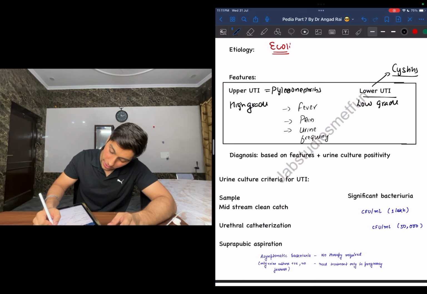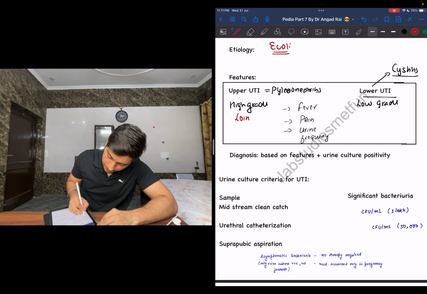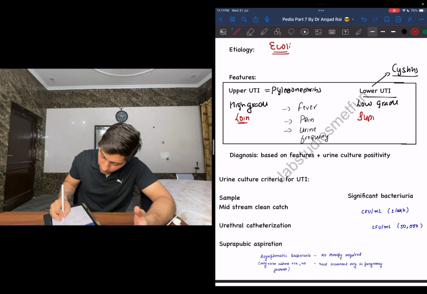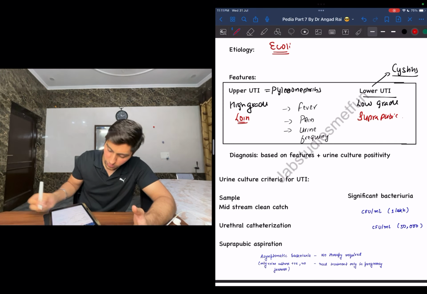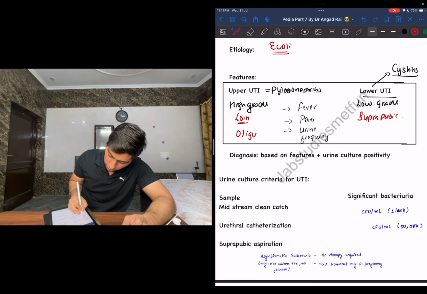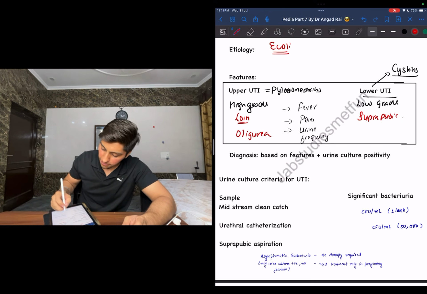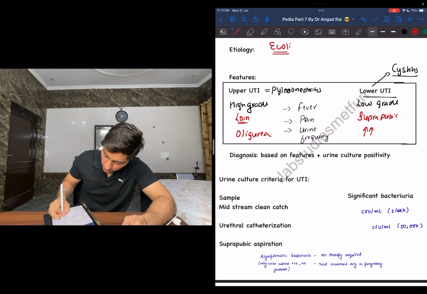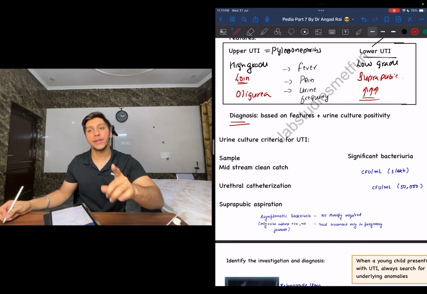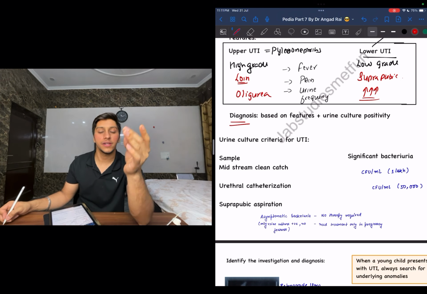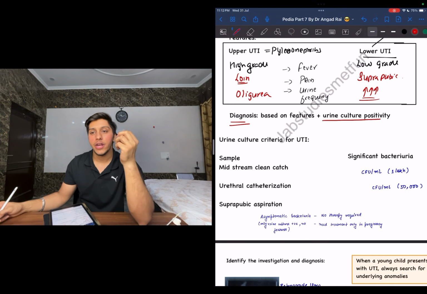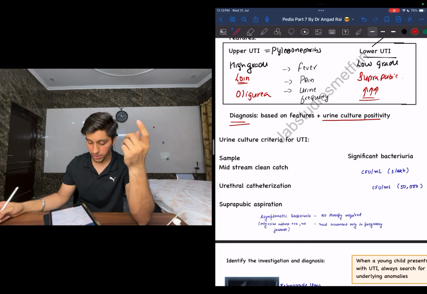In upper UTI, the pain is going to be in the loin region, while in lower UTI, which is cystitis, of the urinary bladder, it is going to be in the suprapubic region. Talking about urinary frequency, in upper UTI the patient will suffer from oliguria, while in lower UTI the patient will suffer from increased frequency, polyuria. Okay? How do you diagnose UTI? One is based on the three factors: fever, where the pain is, and what type of urinary frequency. Along with that, we have to talk about urine culture positivity. Now, whenever we talk about the presence of bacteria in urine culture, we'll talk about three methods.